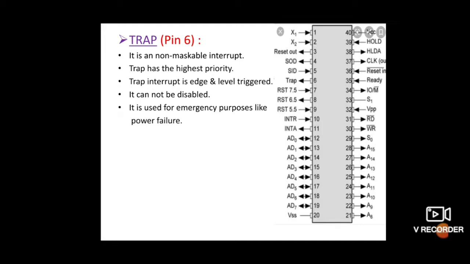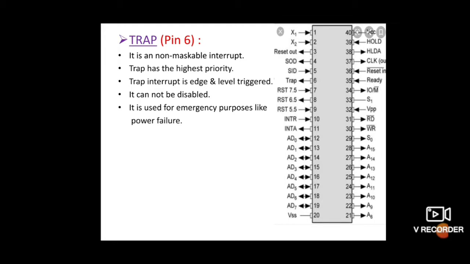Interrupt means to break the normal sequence. Now the TRAP interrupt is edge and level triggered. Edge: last year we studied positive edge trigger and negative edge trigger. Remember, positive edge trigger means 0 to 1 and negative edge trigger means 1 to 0. It is called edge trigger. Edge means 0 and 1, and level means high and low levels. So this TRAP pin or TRAP interrupt is both edge and level triggered. It cannot be disabled, which means it is a non-maskable interrupt.